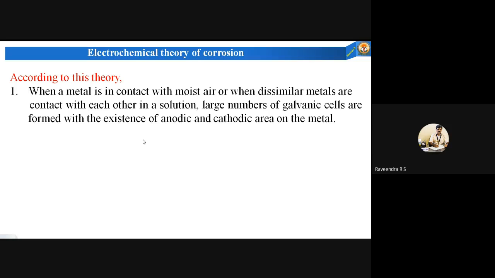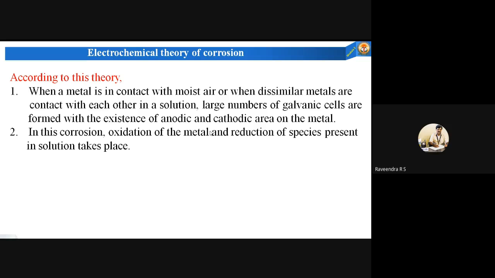If one metal is in contact with a moist environment or air, or sometimes dissimilar metals, for example, iron and copper, iron and silver, etc. So iron and copper, the two dissimilar metals in contact with each other in a solution medium. What happens here? A large number of galvanic cells are formed with the existence of distinct anodic and cathodic areas on the same metal.